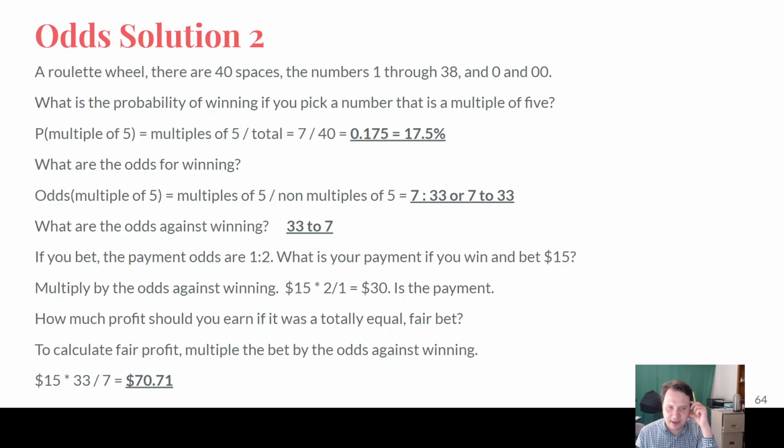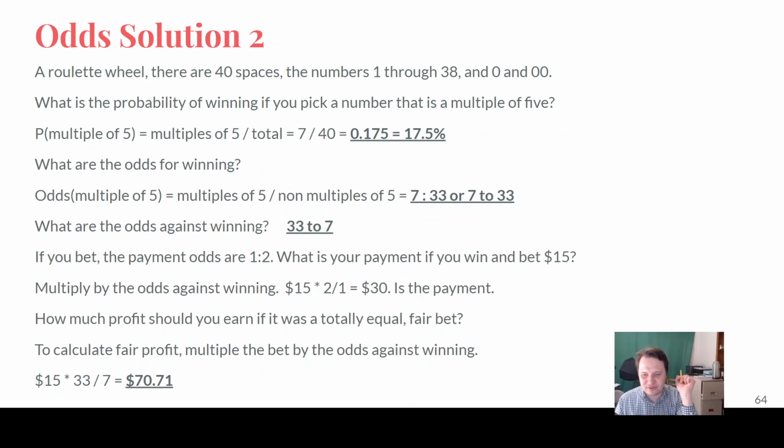And the reason we should be paid that much is because we're less than half likely to win. We only have a 7 out of 40 chance to win. And so we should be compensated by that because it's less likely to win. And so the fact that the casino is only paying us $30 when we win, when we should be paid $70.71, we see that the casino is just laughing all the way to the bank. Like, this is terrible odds, and we should not be playing this game, because when you do win, it won't be enough to make up for all the times that you lost. And so we should not be playing this game.